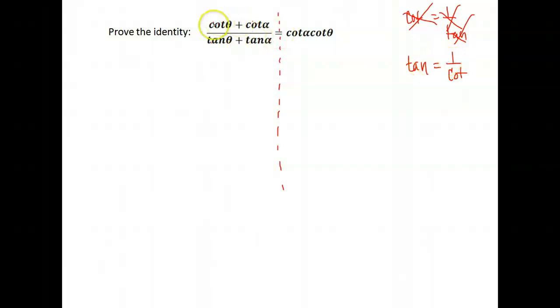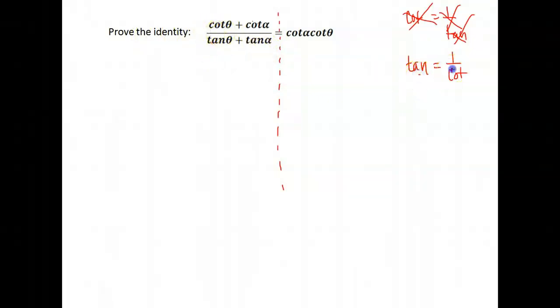And I'm going to change everything on this left side to cotangents, because everything on my right side is supposed to end up being all cotangents. And that makes more sense than going the other way. Okay, so that's kind of the trial and error that goes with writing, proving an identity. All right, so here we go.